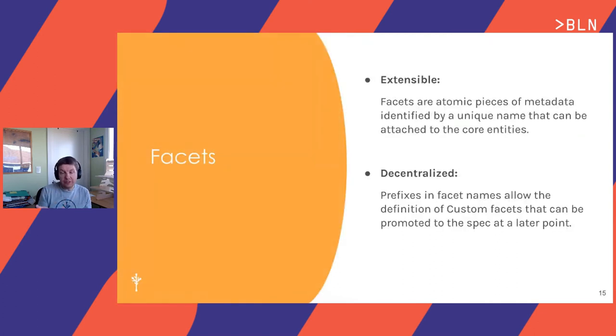And so this notion of facet is really a mechanism to make the model flexible, right? One of the goals of the OpenLineage spec is to avoid having this big monolithic spec that takes a long time to build consensus on. And instead, by having the notion of facet, each of those facets is its own atomic spec that focuses on one specific aspect of the metadata.